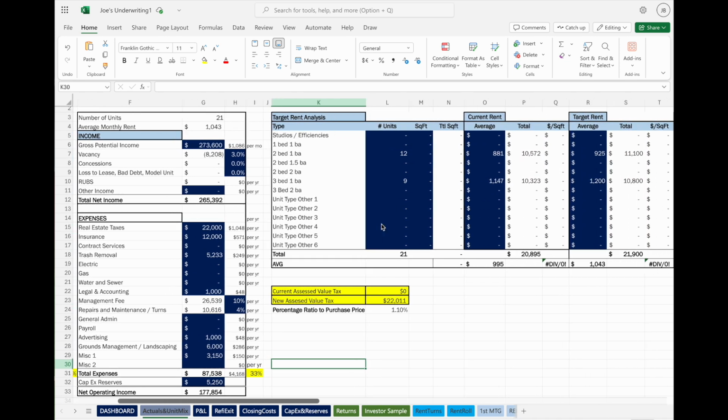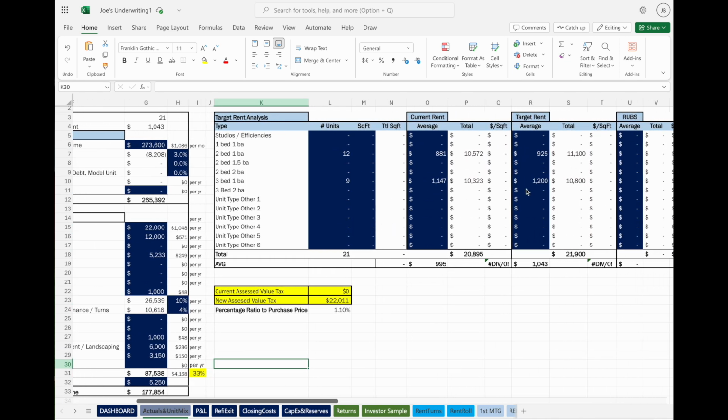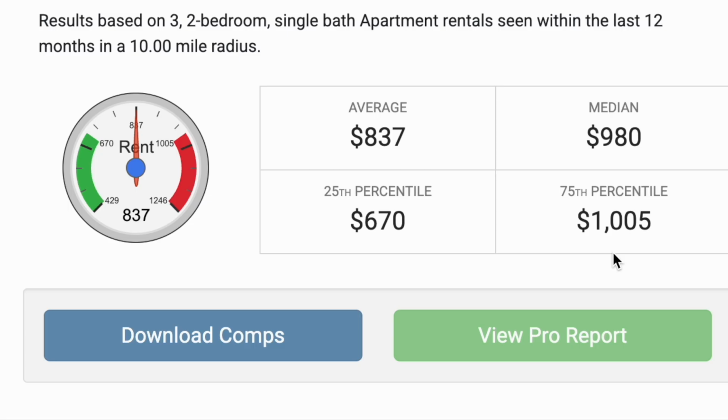Now, next, what we need to do is say, hey, what can we get for rents? What do we think we can push these rents? Like, what is market rent? Are we at market rent currently, or is there a little bit of room to push? One thing you can do is go to Rent-A-Meter. Here I put in the zip code, and you can search the property and see what the average rents in the area are. Now it says the average is $837, median is $980.